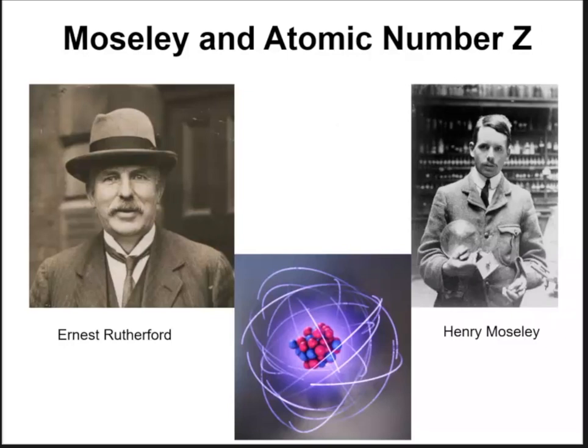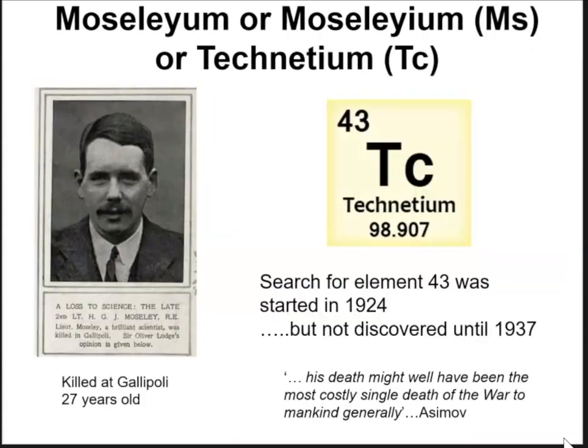And of course, Moseley worked with our own Ernest Rutherford, who, before you can begin to understand atomic number, you've got to know that the atom has a central nucleus, and that's made up of neutrons and protons. And so Rutherford establishes that. And then Moseley, examining the elements, realizes that there's a relationship and goes on to develop this idea of atomic number. But sadly, Moseley is killed at 27 in Gallipoli.